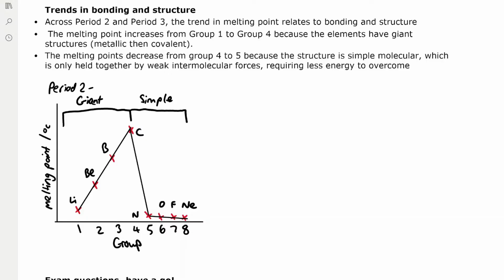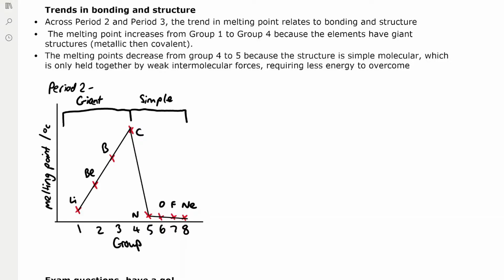The melting points decrease from group 4 to 5 because the structure goes from giant to simple molecular, which is only held together by weak intermolecular forces, which require much less energy to overcome than covalent bonds. So you can see that represented on this graph. So you've got the giant structures.